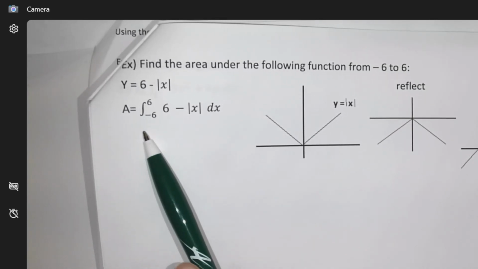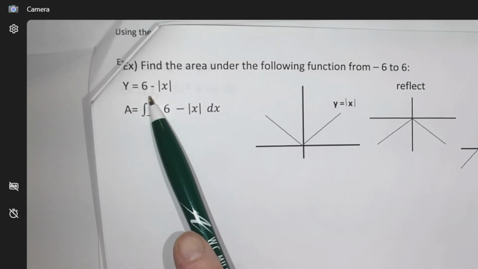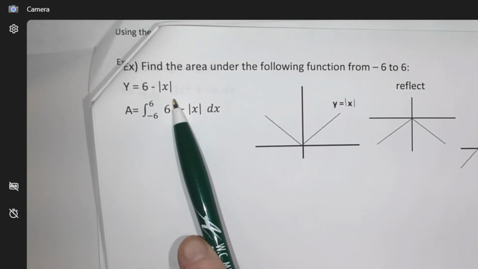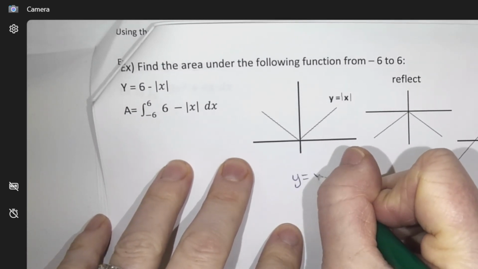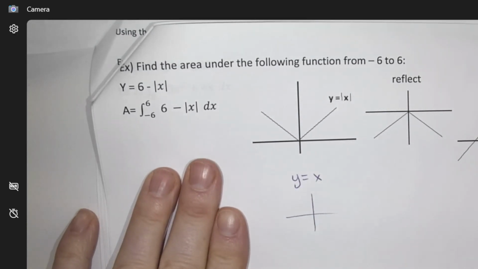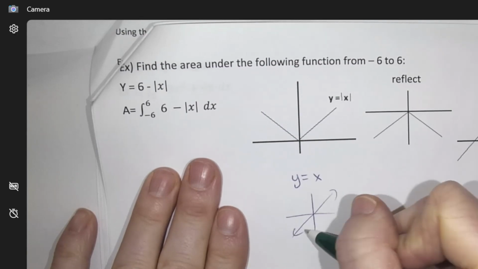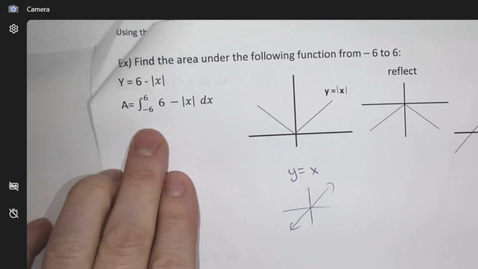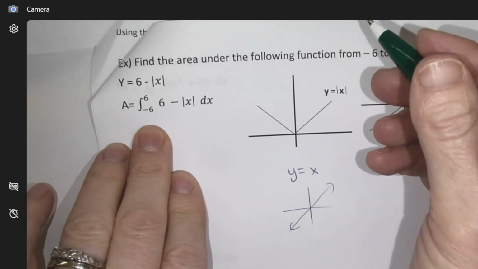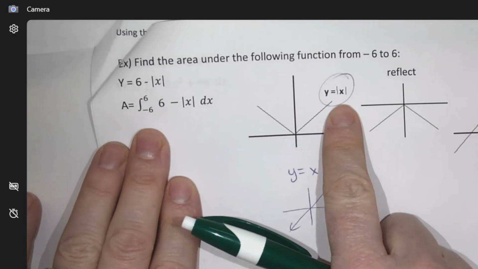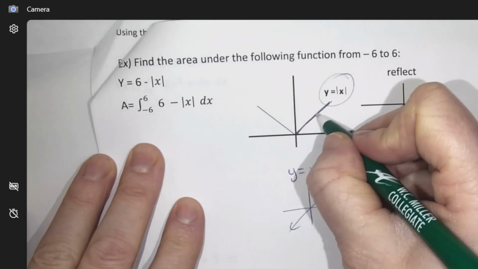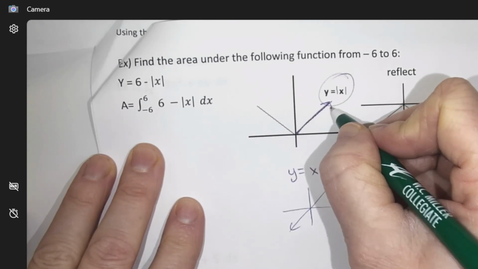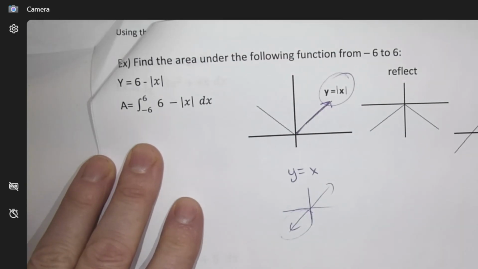Okay, so here's what I did. 6 minus the absolute value of x. Do you remember what the absolute value of x means? First of all, do you know what y equals x would look like? Just a line like that. Then I absolute valued it. If I absolute value a line, it would stay positive, zeros would stay, the negative would change, reflect.